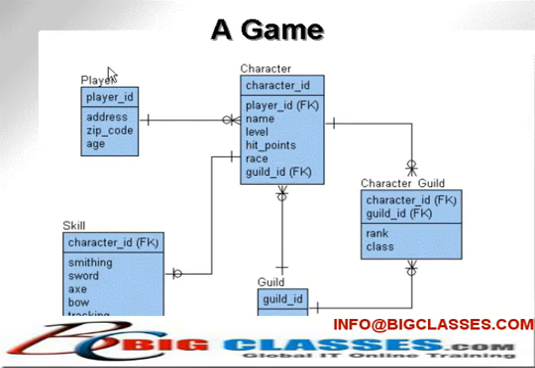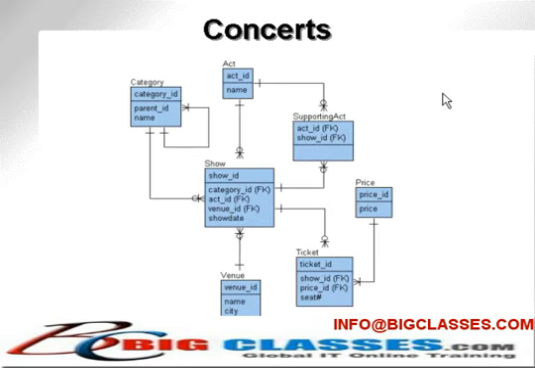Since a player can have many characters, the result is that there's actually a many-to-many relationship between the player and the guild. This many-to-many relationship is related by the character guild. The concert schema. In the concert schema, we have venues, acts, in other words, the names of the bands or the performers, and then every show that the act performs at each venue. Thus, between venue and act, there's a many-to-many relationship.